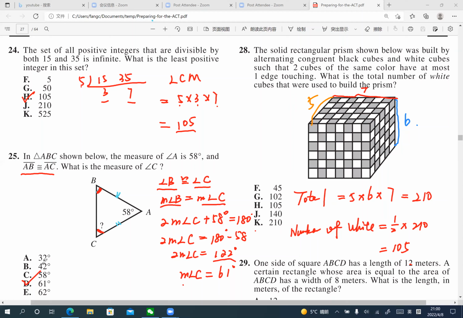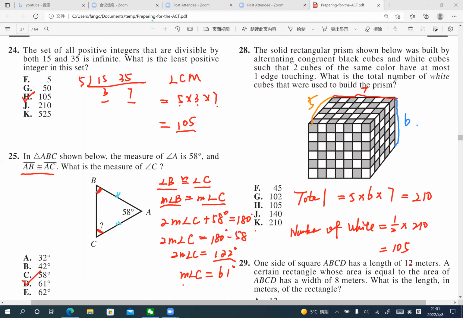Question 28. The rectangular prism shown below was built by alternating congruent black cubes and white cubes, such that 2 cubes of the same color have at most one edge touching. So from the first sentence, we should recognize that the number of white cubes should be equal to the number of black cubes. Question: what is the total number of white cubes that were used to build the prism?